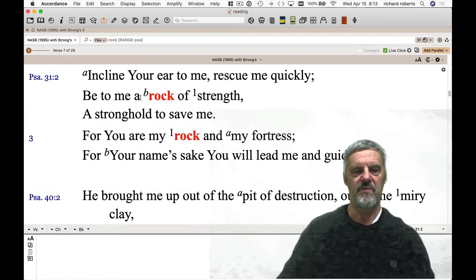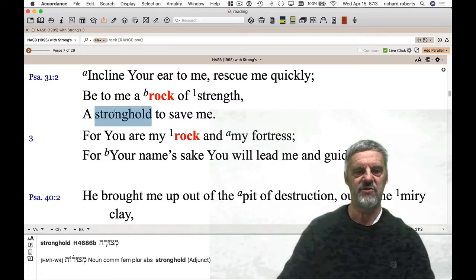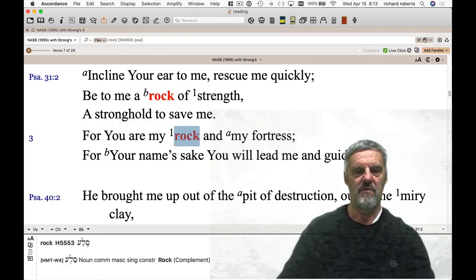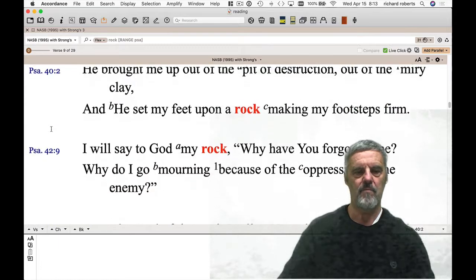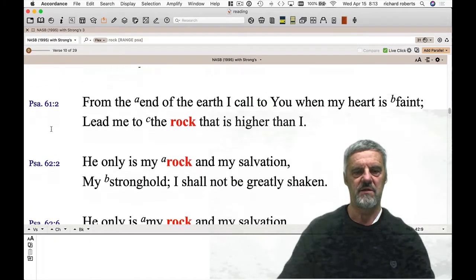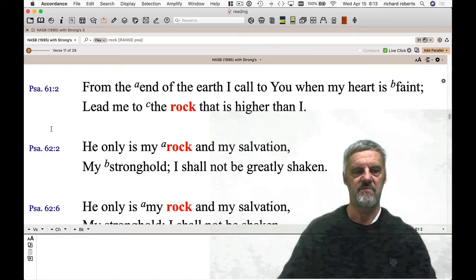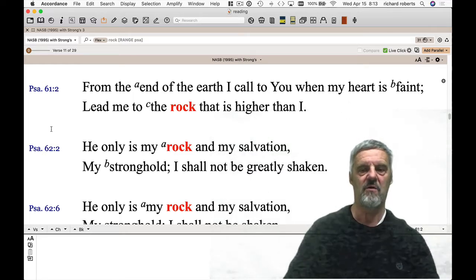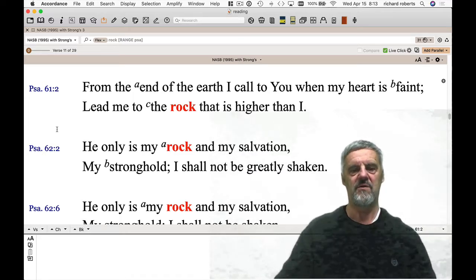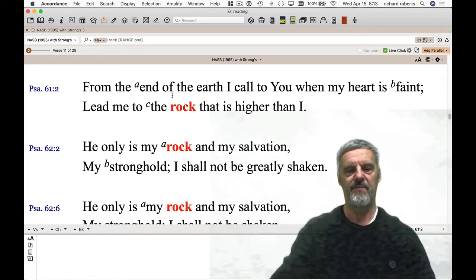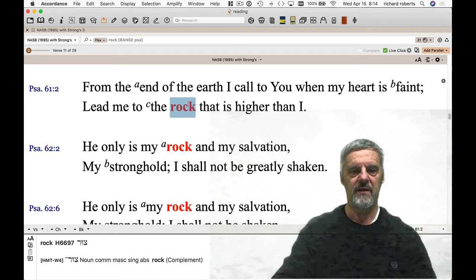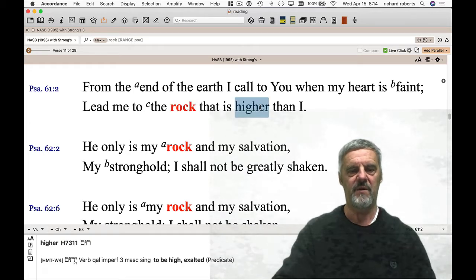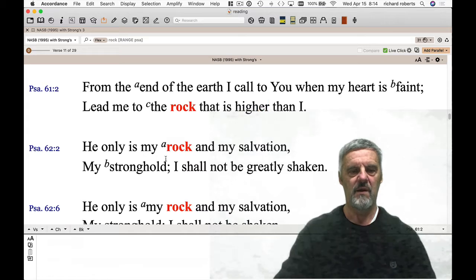Psalm 31:2, be to me a rock of strength, a stronghold to save me, for you are my rock and my fortress. Here's one here, Psalm 61:2. From the end of the earth I call to you when my heart is faint. Lead me to the rock that is higher than I. And again, here we're looking at a rock where the psalmist can be lifted up and out of reach of his enemies, if you will.